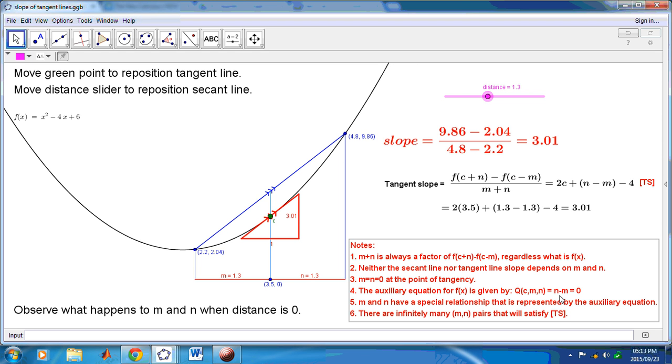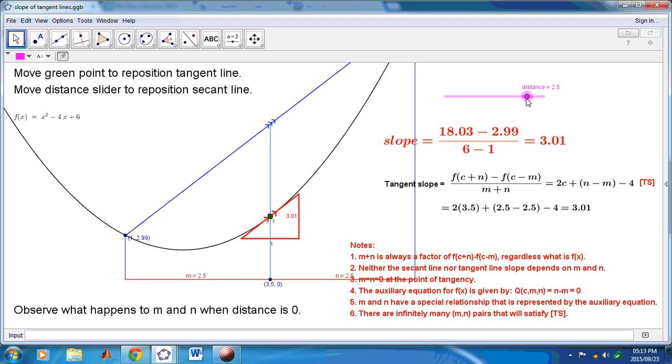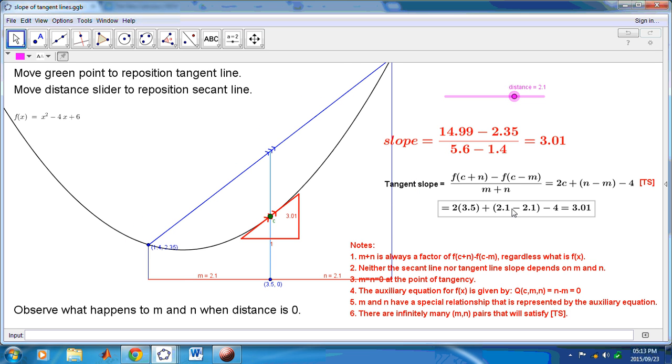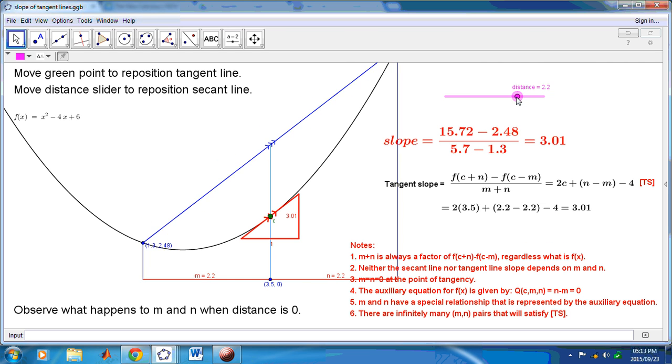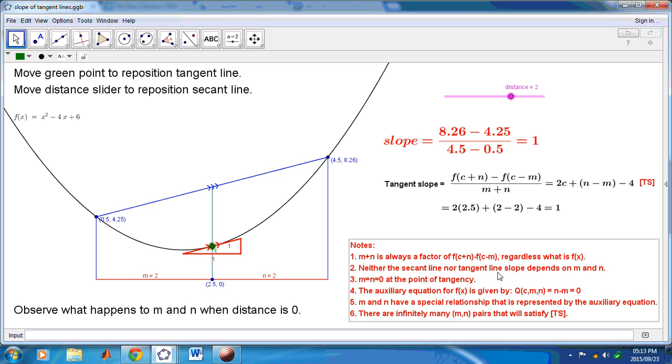The auxiliary equation here is n minus m is equal to 0. And since n and m are always the same, it doesn't matter what they are. As you can see here, 1.3 in this case, 1.6, 2, whatever. It's just the same number minus the same number, which means this here is always 0, so it'll just be 2 times 3.5 minus 4, which is the gradient. So you can move around and see the results of moving it. For example, over here at 2.5, the slope of the gradient is 1.